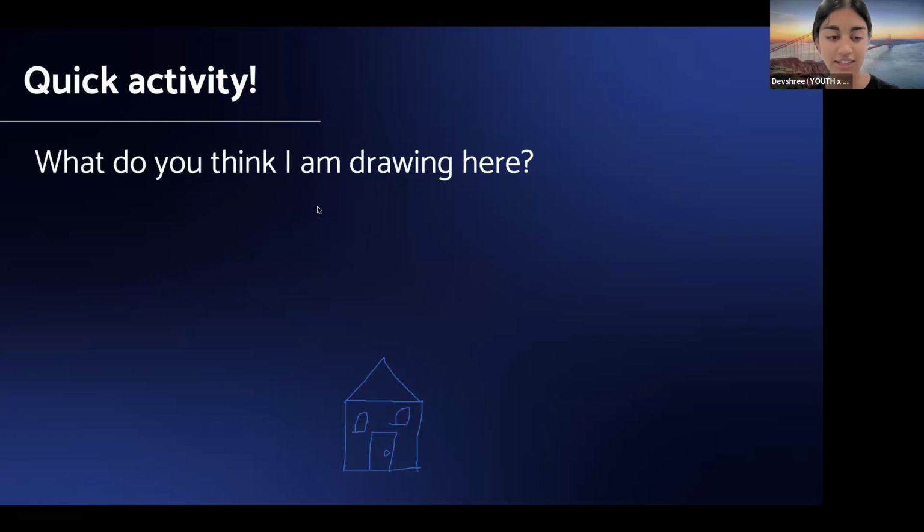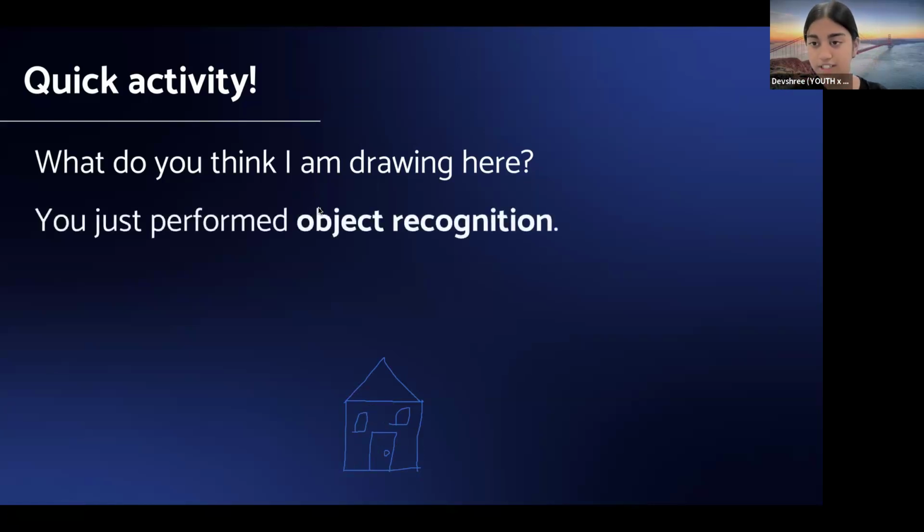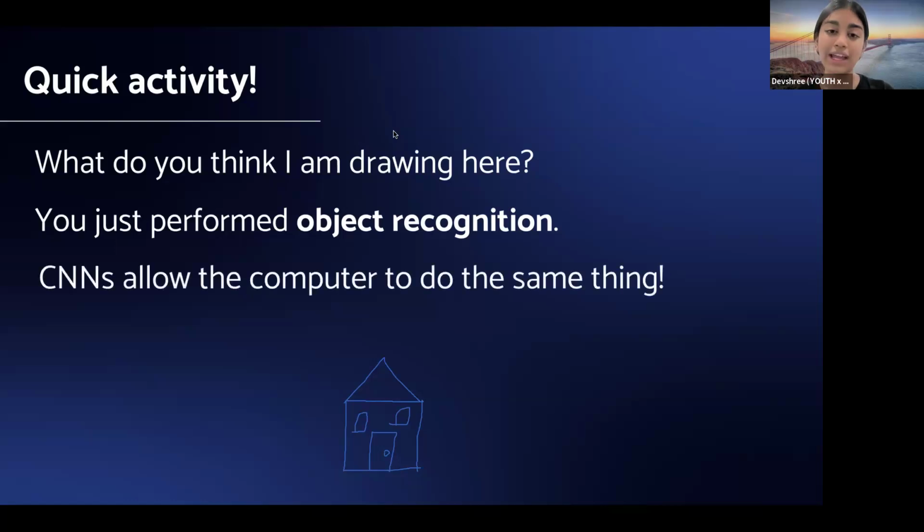And what you just did is something called object recognition. You were able to see something and pick out what is on the screen. That's something your brains are able to do naturally. We want our computers to do the same thing, and what allows our computers to do that is CNNs.